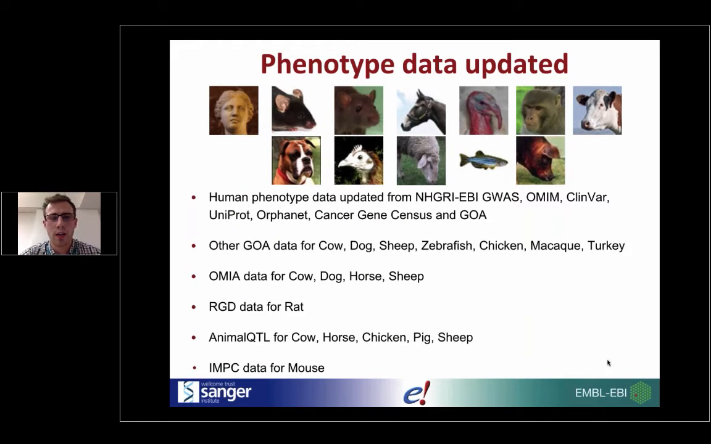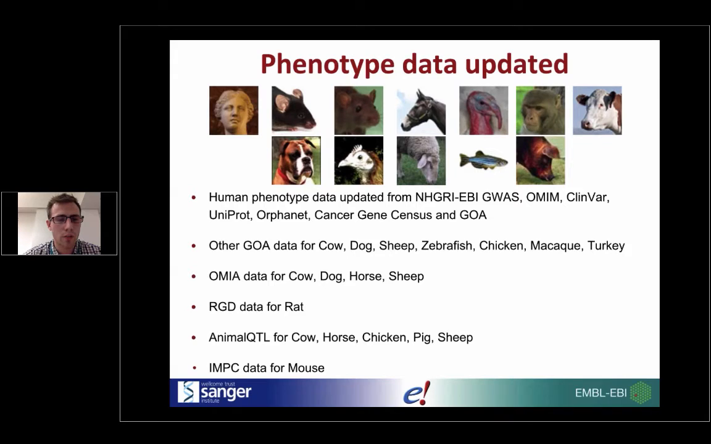As I alluded to earlier, where available, all of the variation data that we have is associated with phenotypes for the different organisms that they represent. So in Ensembl 83, we have updated the human phenotype data from the NHGRI EBI GWAS catalogue, also from OMIM and ClinVar, UniProt, OrphanNet, the Cancer Gene Census, and GOA, which stands for Gene Ontology Annotation.